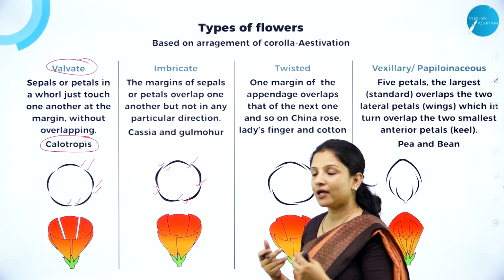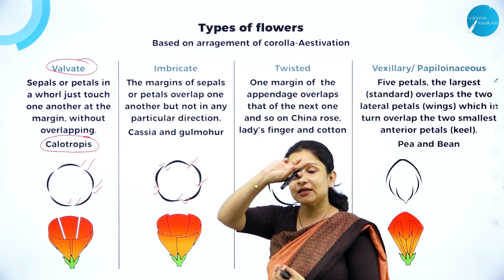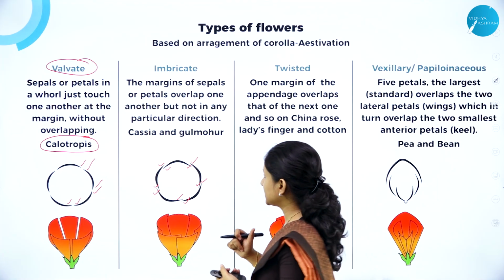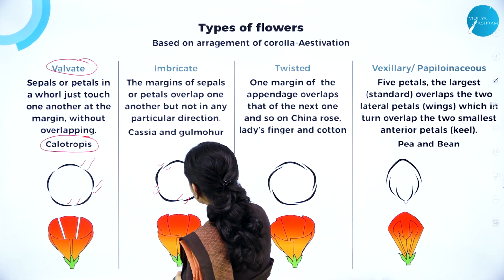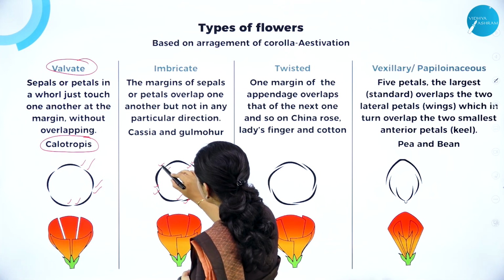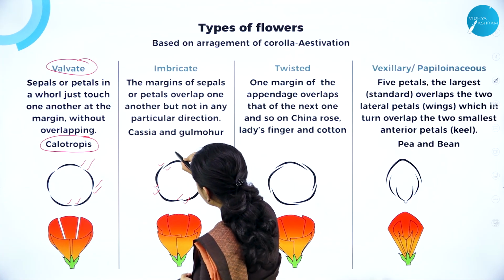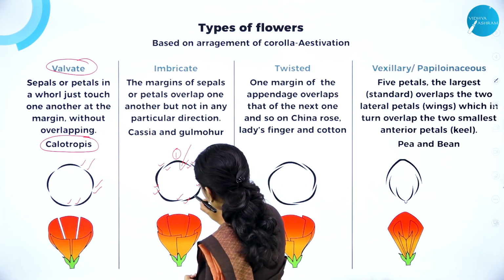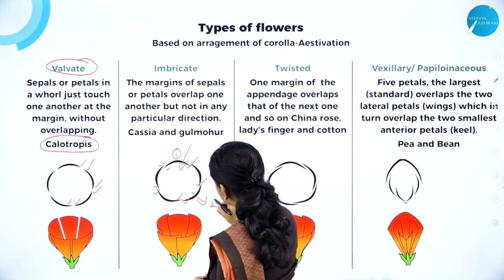But let's see how they are arranged, how the overlapping is, whether completely in a clockwise direction or in an anti-clockwise direction, we shall see. Here this is overlapping with this, and this is overlapping with this, but this petal is completely towards the inside. And if you can see, this petal that is there is completely towards the outside.